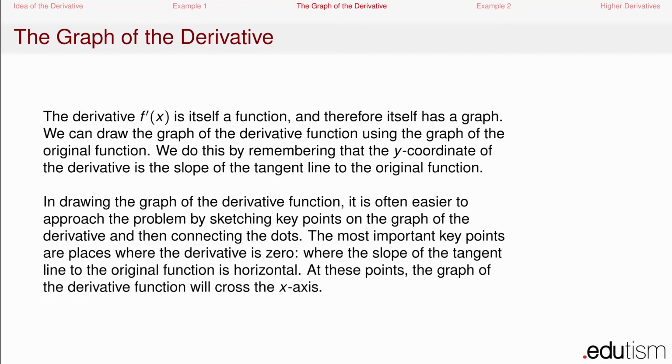Basically, places where the tangent line is horizontal. A horizontal line has slope 0. At these points, the graph of the derivative function will have a y-coordinate of 0. The graph of the derivative function will cross the x-axis.